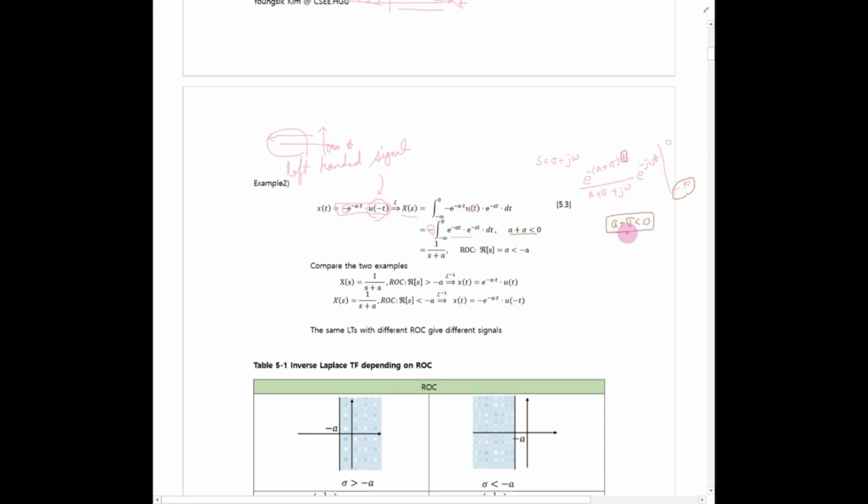If this condition is satisfied, the minus infinity case is 0. Now replace t with 0, then that will give 1 over this value. If you replace t equals 0, this goes to 1 and this goes to 1. So it will give this result, sigma plus j omega. Only this part remains if this condition is satisfied. Then sigma plus j omega is s. So this is it, but the region of convergence is defined like that: the real part of s should be less than minus a.